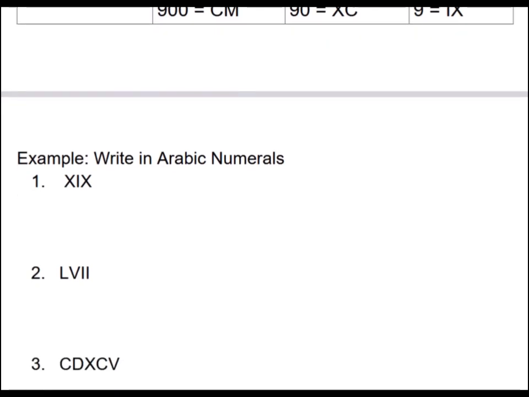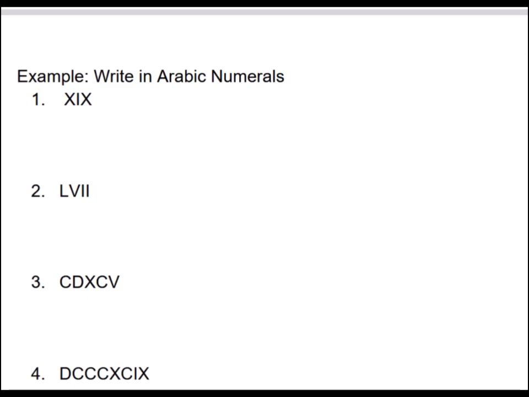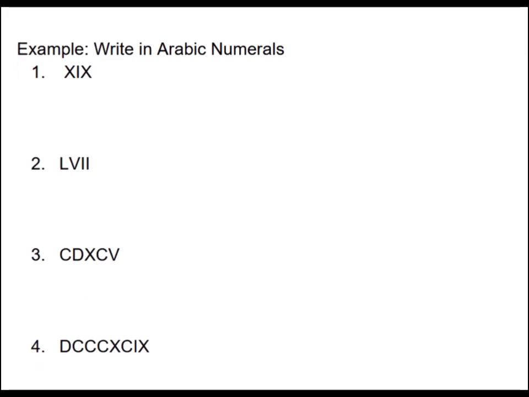So for number one, we have to write XIX in Arabic numeral. Sometimes you get confused when you see questions like this. So the place value chart will also help you to get your answers correctly. Just take note of the numbers in the tens place, in the hundreds place, in the thousand place, as well as the unit. That will guide you on how to write this.